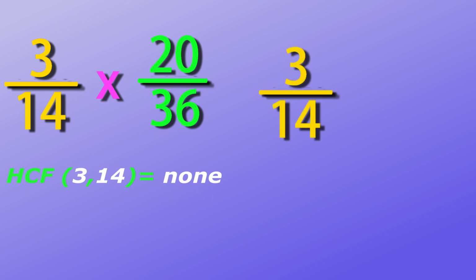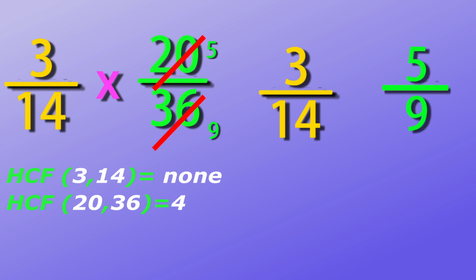Now let's look at 20 over 36 again. Using your knowledge of common factors, you will see that the highest common factor of 20 and 36 is 4. So, dividing top and bottom by 4, we get 20 over 36 is equal to 5 over 9. Now we've reduced where possible. Our multiplication becomes 3 over 14 times 5 over 9.